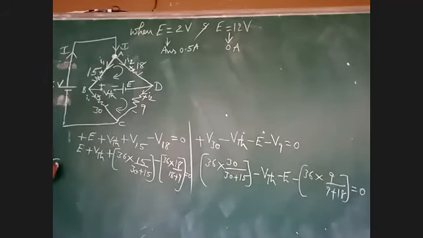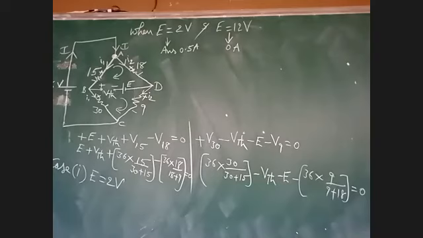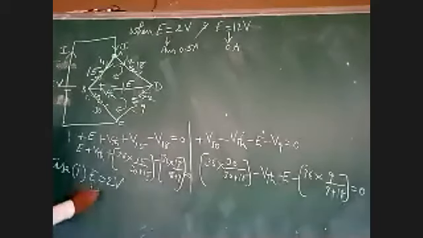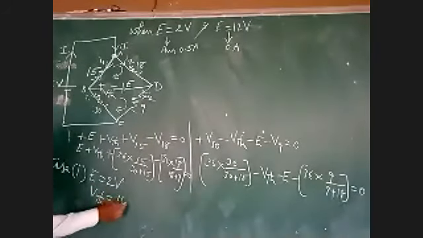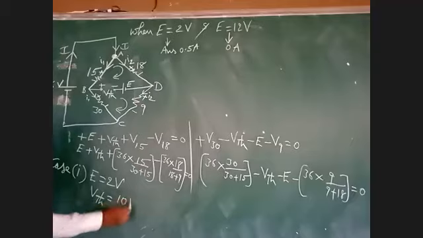Now case 1. E is equal to 2. Substitute E is equal to 2 and determine VTH in both the cases. First case, E is equal to 2. In the problem he is giving the E value 2 in the first case. Substitute E is equal to 2 in both the left hand side and right hand side. In both you determine VTH, 10. Here also you have to get 10.